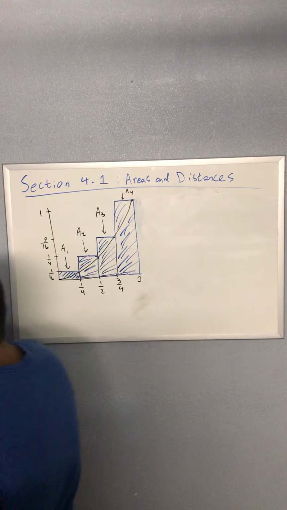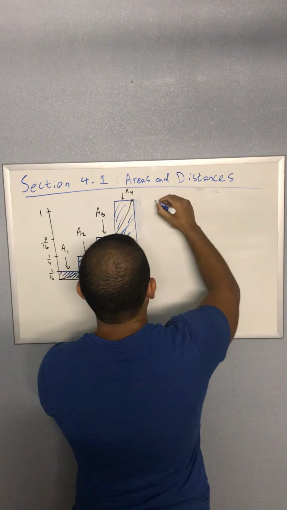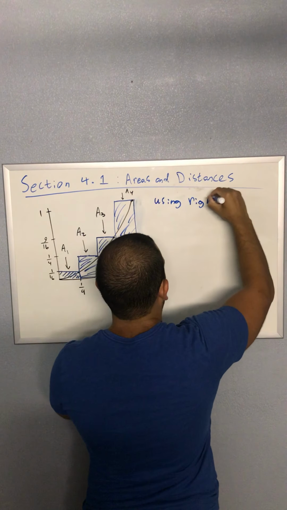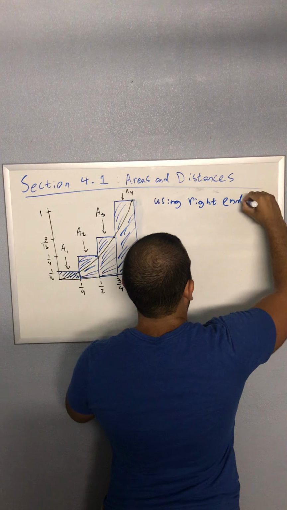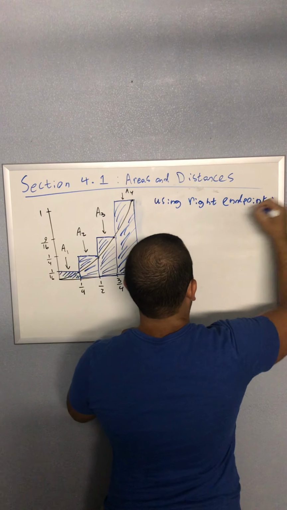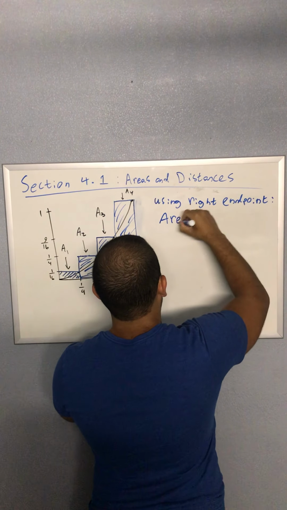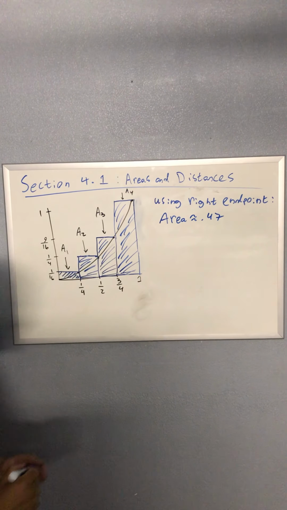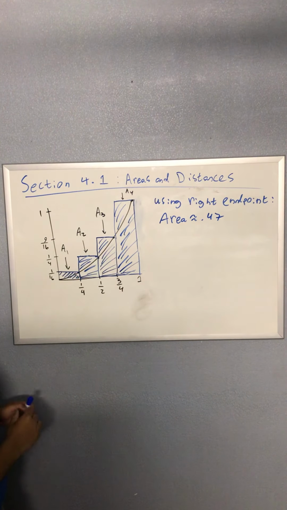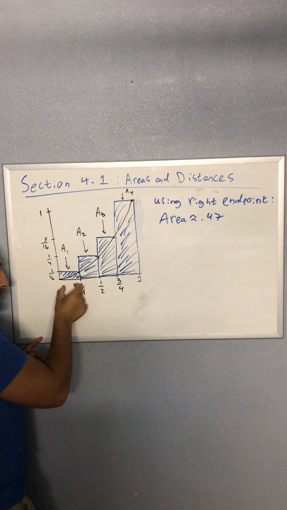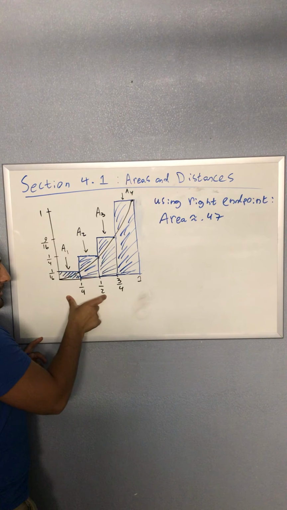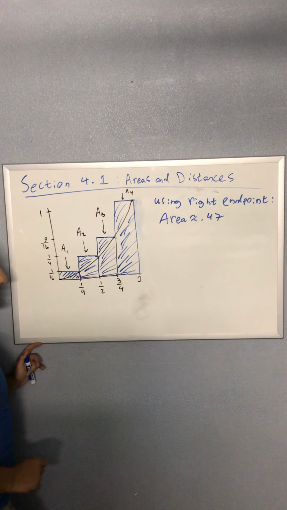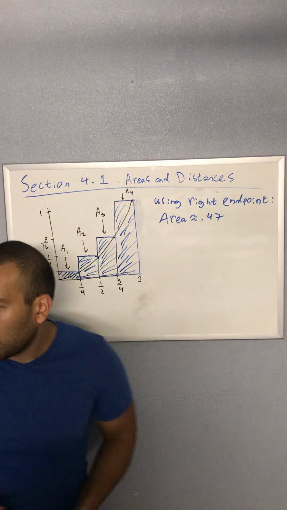So using the right endpoint, area was approximately 0.47. Okay, and what do I mean by right endpoint? Remember, we pick basically the number on the right of each interval here. Okay, and I'll redo this so you can see what I mean.